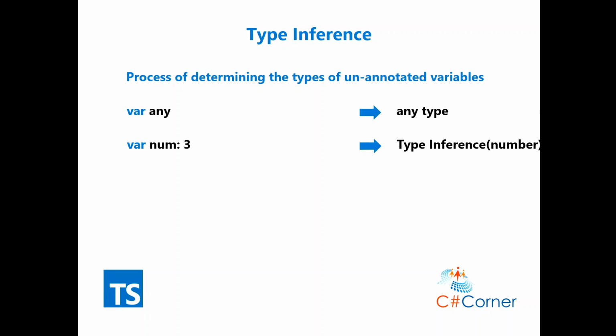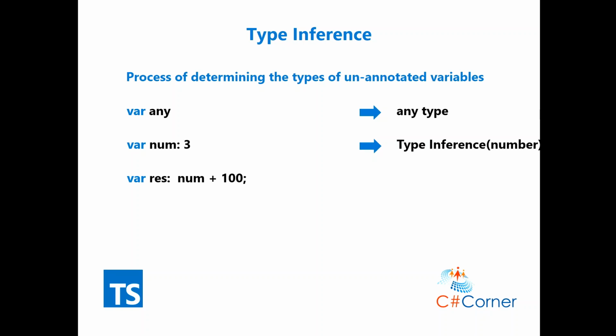So this is a type inference of number. See, I haven't mentioned any data type. Did I mention number or string over here? No, right? I just simply wrote num colon equal to 3, assigning 3 into num. So automatically the compiler determines the types of unannotated variables. There are no such annotations or type descriptions here, so by using the previous experience, the compiler comes to know, okay, this is a number, right?